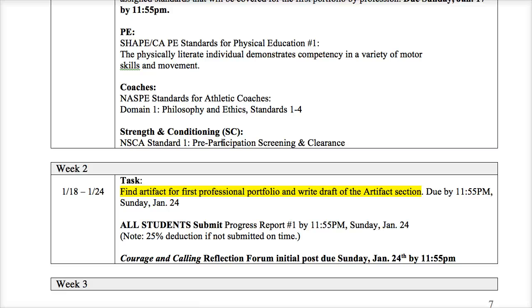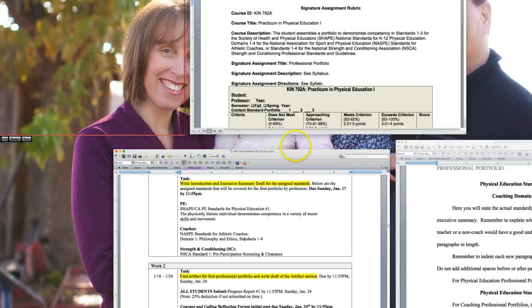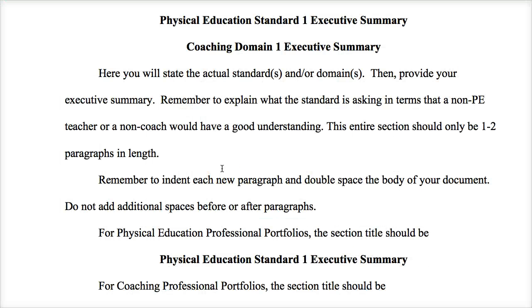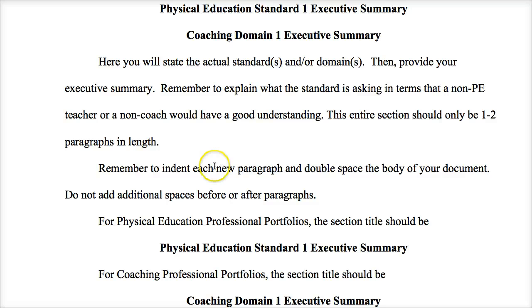The key point in our first draft that you're going to write for me is your executive summary. Your executive summary should only be 1 to 2 paragraphs in length. It's real brief. That's why it's called an executive summary. You're providing the big picture. You're going to quote and cite the actual standard or domain.